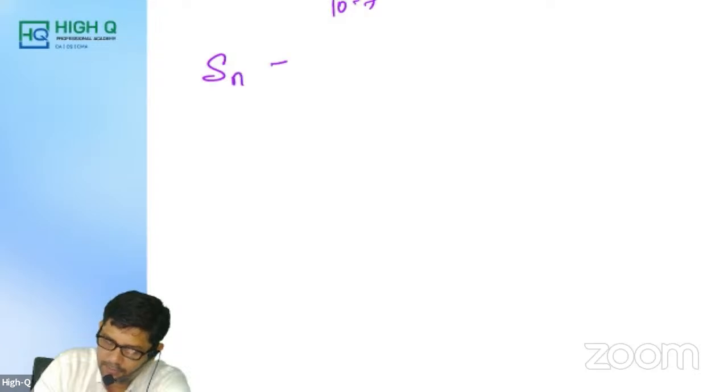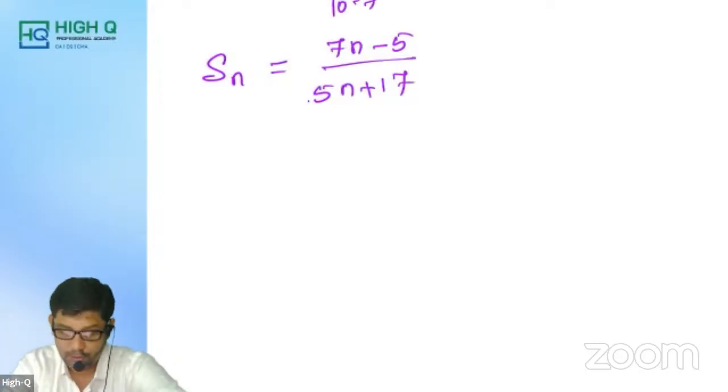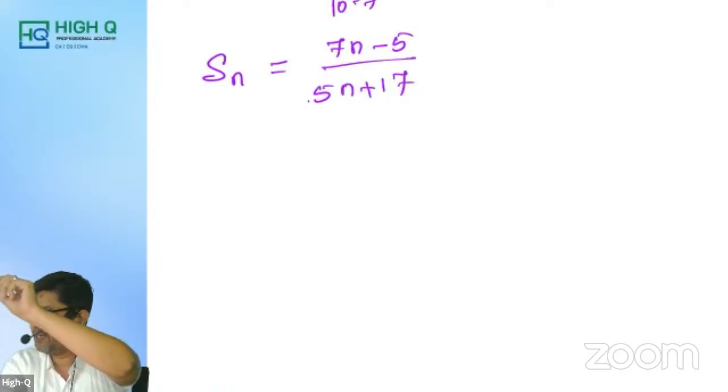The sum of n terms of the ratio is given: 7n minus 5 divided by 5n plus 17. Now we need to find which term of the sequence is equal. So Sn is given, we have to find out Tn. This is the trick you need to remember: Sn is given, we need to find Tn.